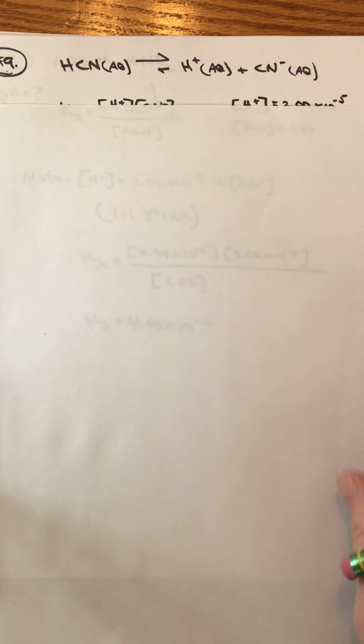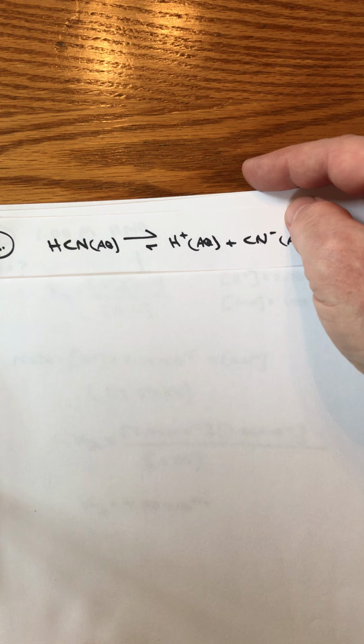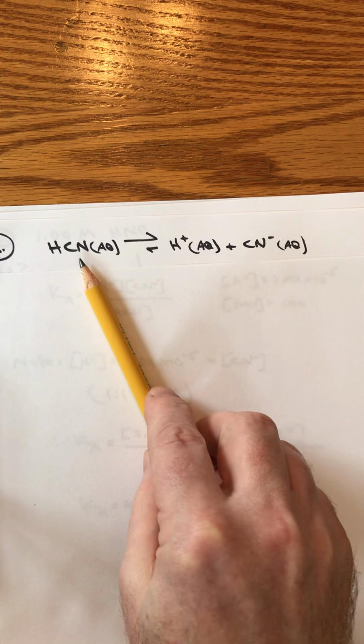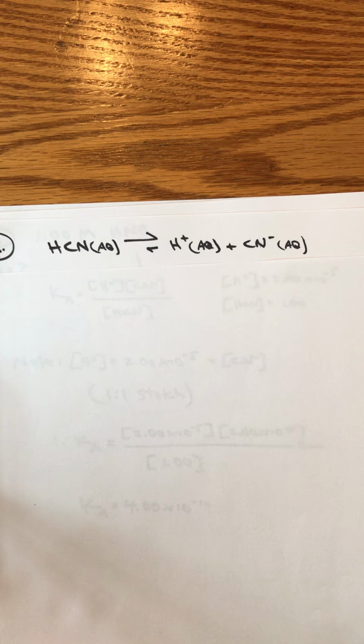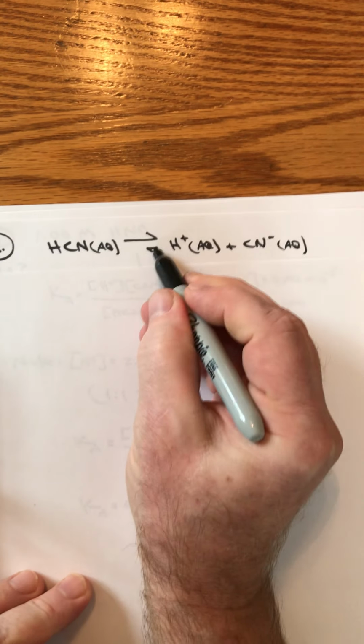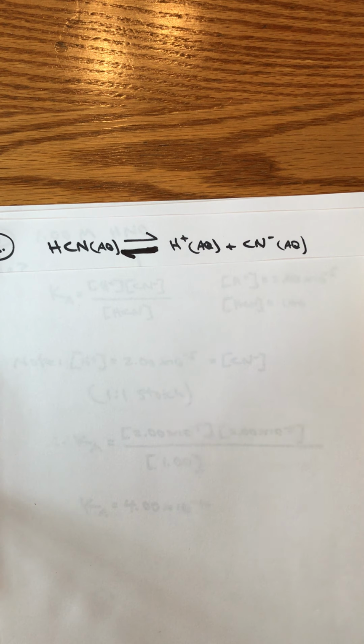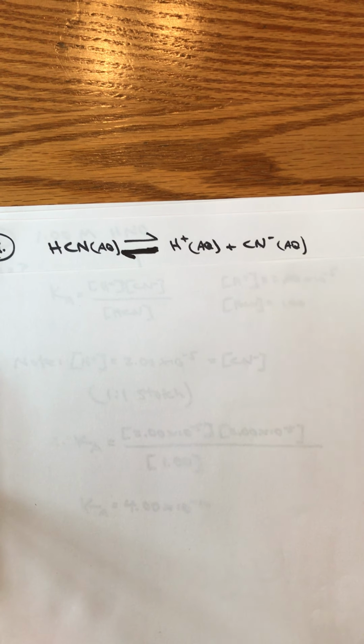Sliding down to number 9. I went to black marker here because my markers are running low. Number 9. Here we have cyanic acid, HCN. Hydrogen cyanide if it's not in water. They just want you to calculate Ka. So to a small degree forward, I've written this wrong, to a small degree forward, to a much bigger degree backwards, it's going to break apart. A few ions are going to be created in solution.